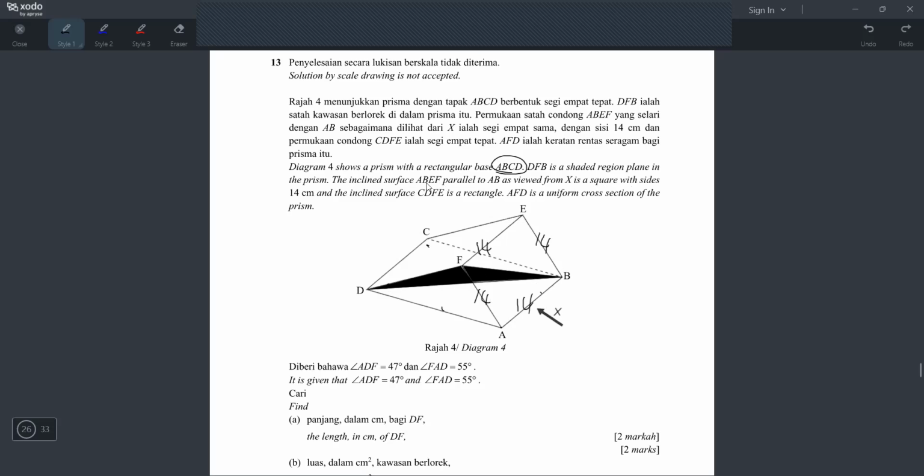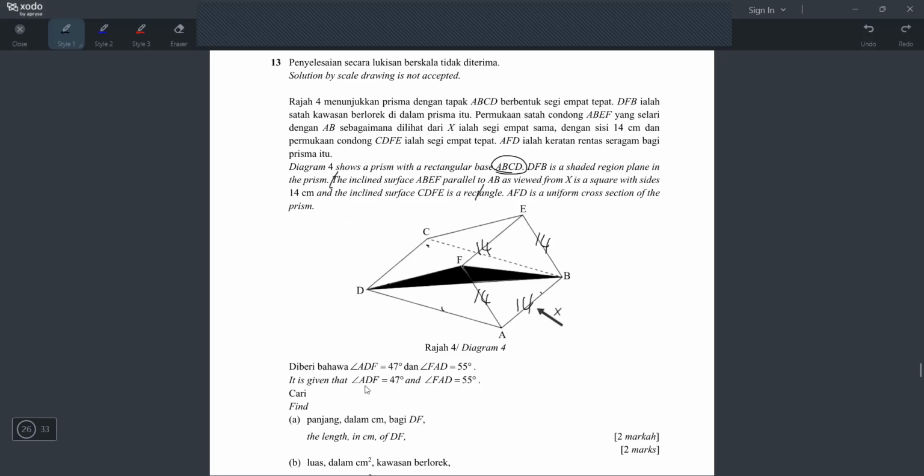And then what I read just now, the inclined surface ABEF, as viewed from X, is a square with sides 14. And the inclined surface CDFE is a rectangle, CDFE. So it should be 90 as well here. 90, 90, 90. Even though it doesn't look 90, it's still 90. The reason why it doesn't look like 90 is because it's a 3D diagram. But all these angles should be 90. AFD is a uniform cross-section of the prism.